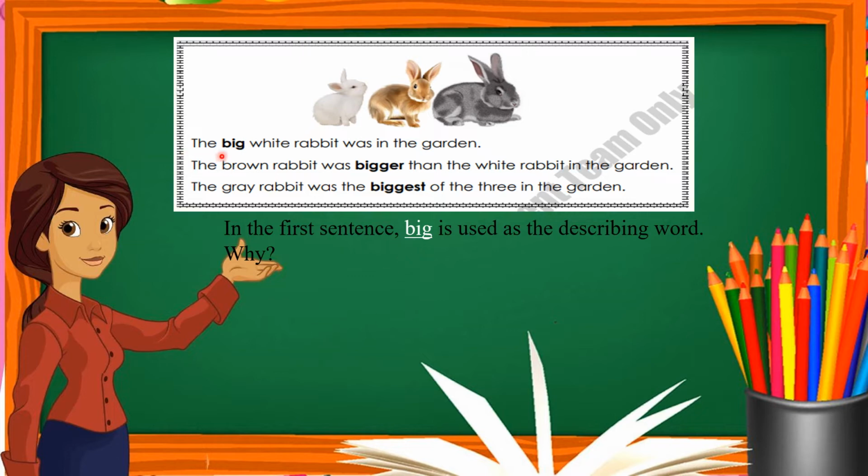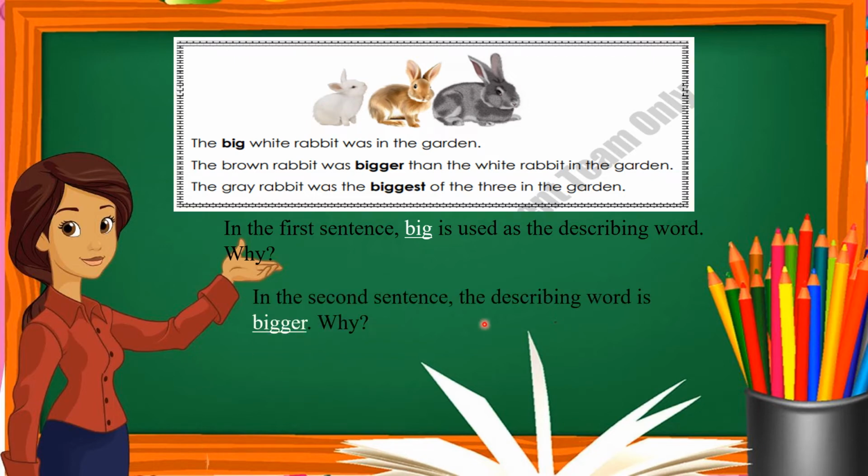Oh, the big white rabbit was in the garden. Okay, how many rabbits are mentioned in the first sentence? Yes, very good. One rabbit was mentioned in the first sentence. A big white rabbit, right? Okay.